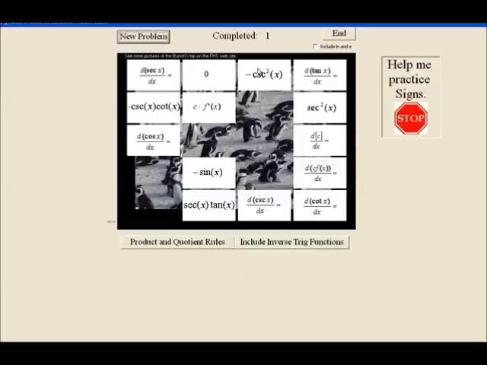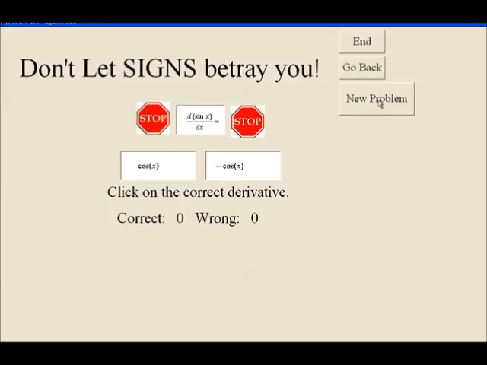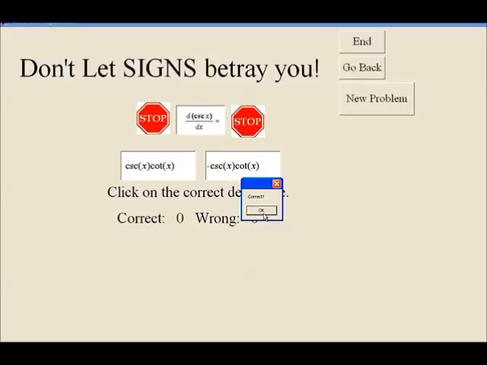I found that some kids complained they couldn't remember what's positive and what's negative, so towards the end I added this help me practice signs. Here you have the derivative of sine, and I give you the derivative, but the only difference is the sign. So the derivative of cosecant is minus cosecant cotangent, not positive. This is just making sure the signs don't betray you. A lot of times kids would miss a problem and it would just be their sign. It'd be a shame to miss a problem on the AP test because of a sign.